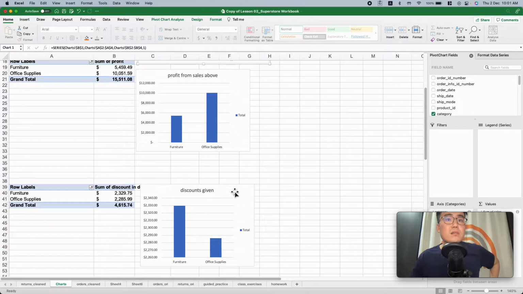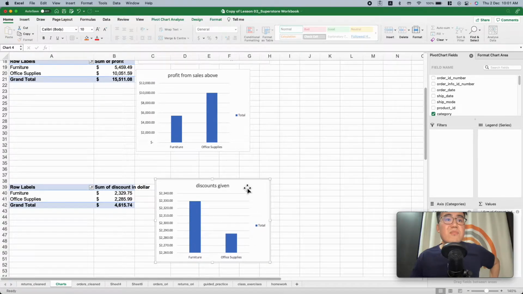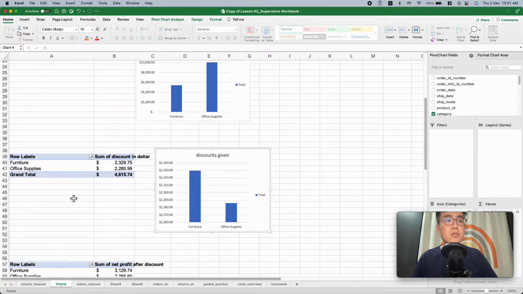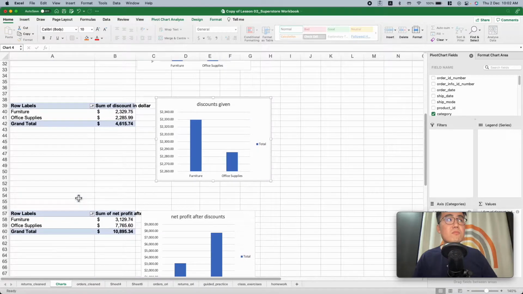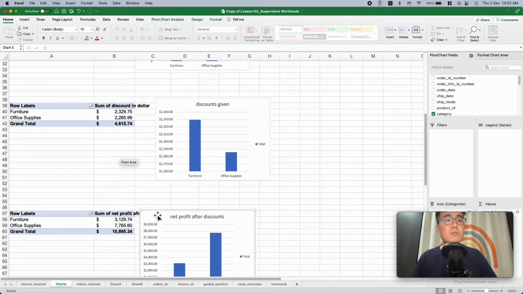And then from there, the assumptions that I've made are the discounts given by the sales rep, the discounts off the profits. So I will multiply the profit and the discounts and then get the net profit out. That is the assumption that I've made. So the total amount of discounts given for furniture and supplies is over here.